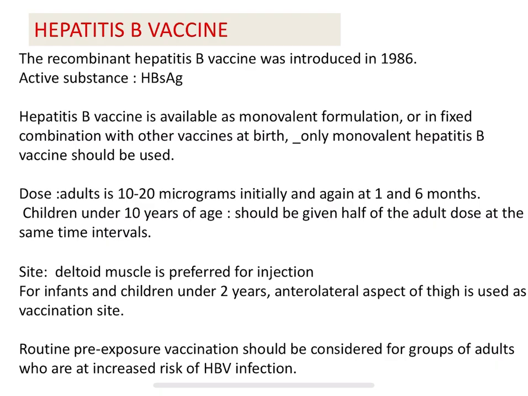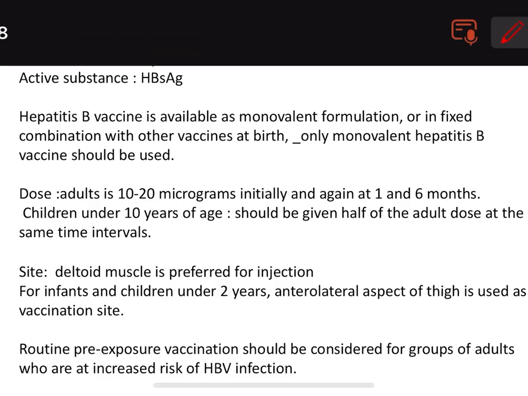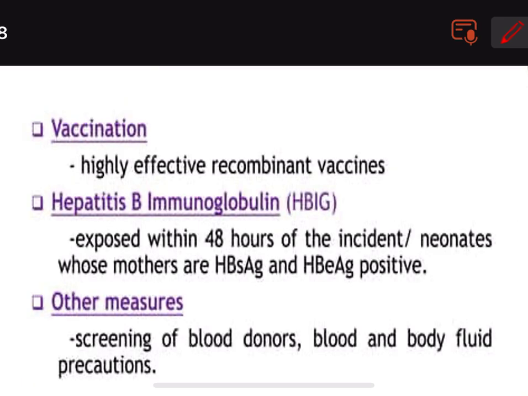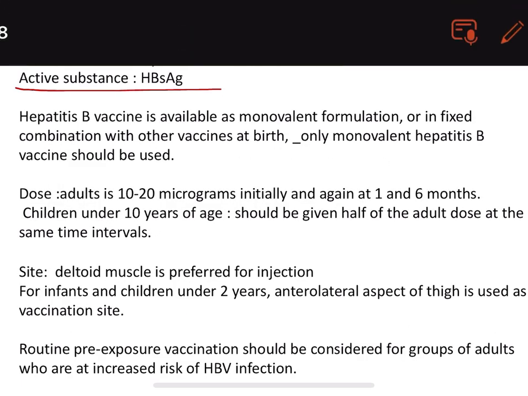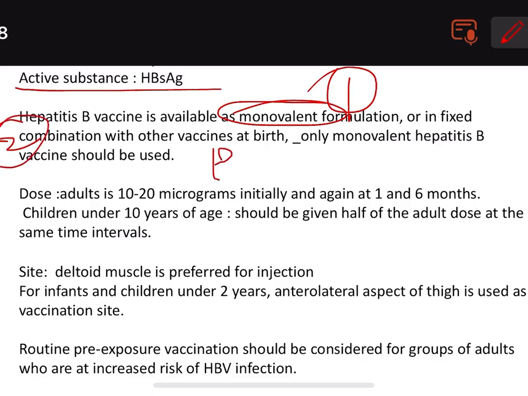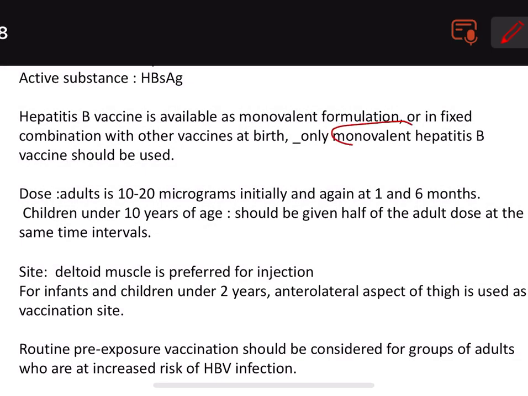The dose for adults is 10 to 20 micrograms initially, and again at 1 and 6 months it has to be administered. We discussed the active substance, and we saw that it is found in a monovalent formulation, or in combination as well, along with the polio vaccine or the DPT vaccine. But especially at birth, the monovalent is preferred. Then we are discussing the dose.